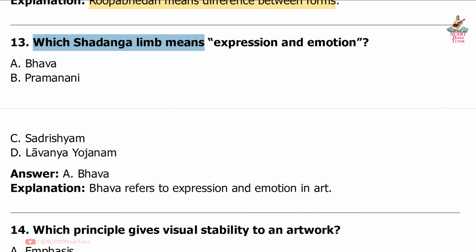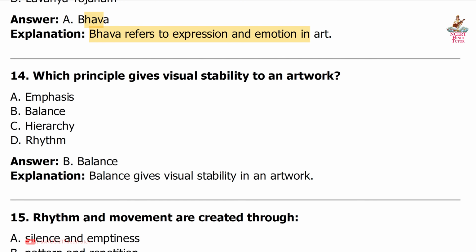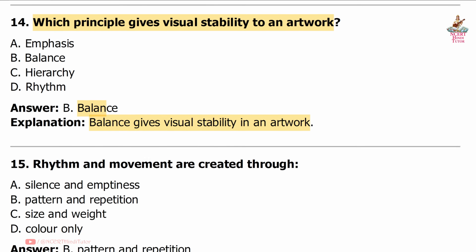13. Which Shadanga limb means expression and emotion? Answer A. Bhava. Explanation. Bhava refers to expression and emotion in art. 14. Which principle gives visual stability to an artwork? Answer B. Balance. Explanation. Balance gives visual stability in an artwork.